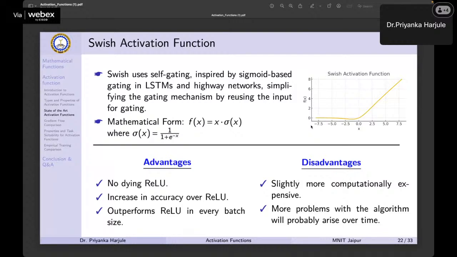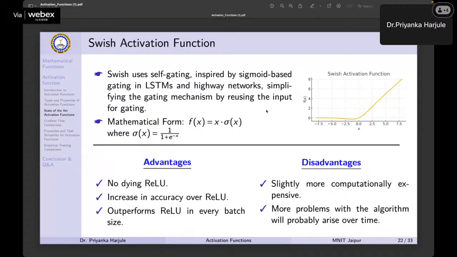The disadvantage is that it is more expensive because it needs both the input and the sigmoid, so this is kind of more computation. And it is new and less tested, so it may require more experiments to generalize it across many other tasks.